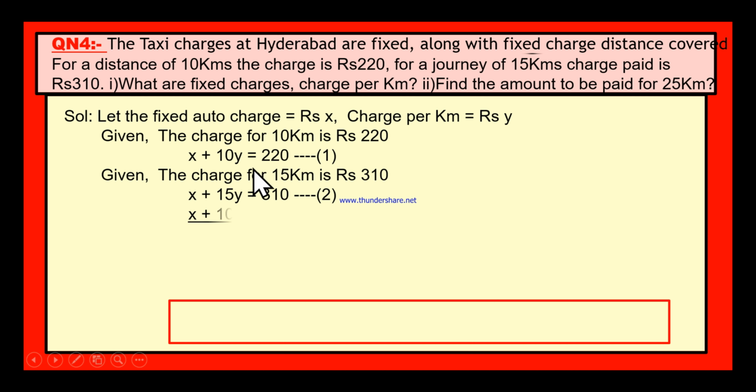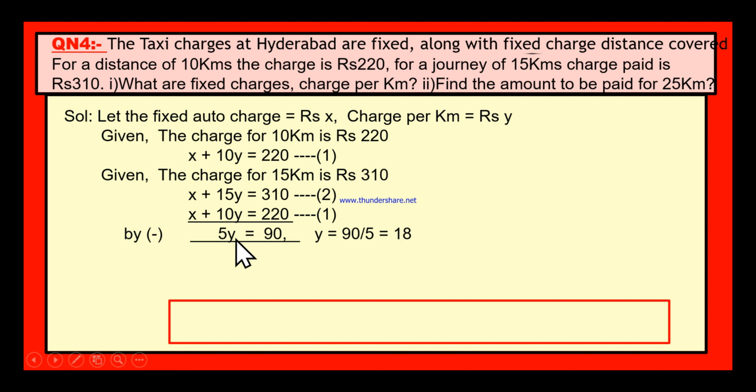Now this is the first linear equation and this is the second linear equation, we wrote one over the other. And if you observe, the x coefficients are same, even though the y coefficients are different. Therefore let us subtract the first equation from second. Minus means all the signs of the lower equation may be changed. That is plus x and minus x may be cancelled. Plus 15y minus 10y is 5y. 310 minus 220 is 90.